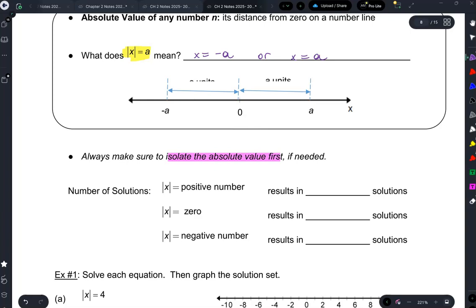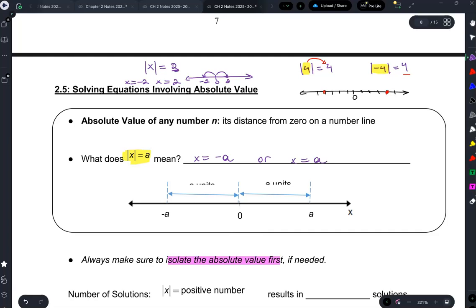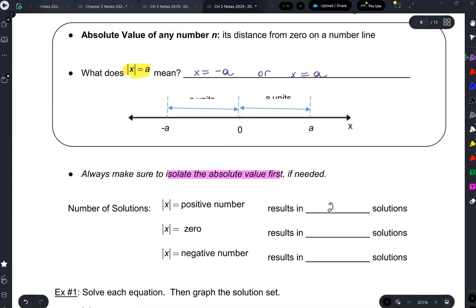Suppose you did that. So you have the equal sign. On one side of the equal sign, you have absolute value, and on the other side, you have a positive number. If absolute value of x equals a positive number, just like we did here, there are 2 solutions.